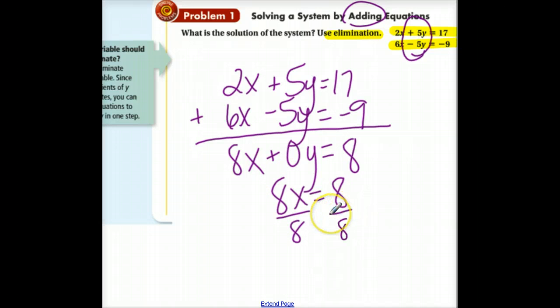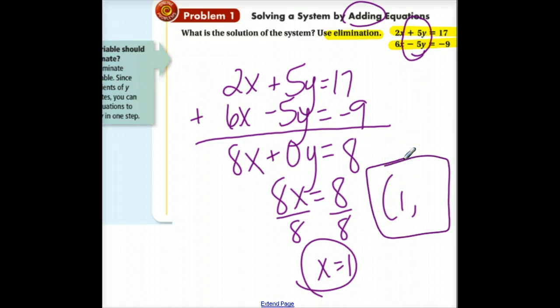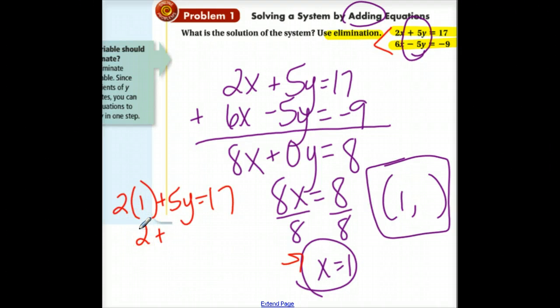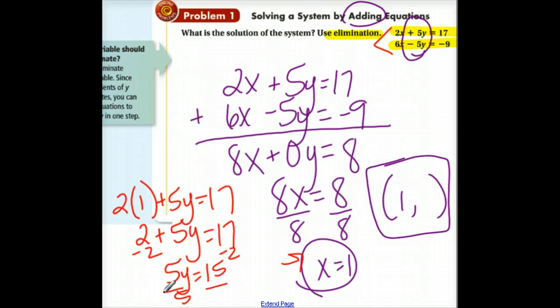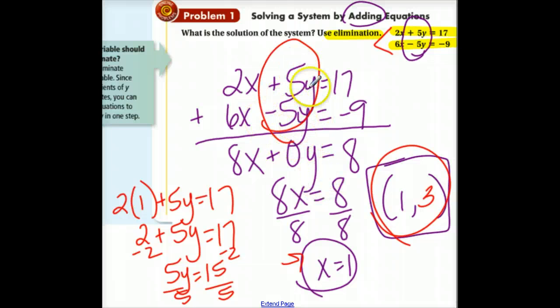All I do is divide by 8 to both sides, and I get x equals 1. I have just found the x value of our solution to this system. I just need the y. So take the x value just like you do in substitution, plug it into either equation. I'll take the first one. 2, instead of x, I'm writing our value of 1 plus 5y equals 17. 2 plus 5y equals 17. Subtract 2 from both sides. 5y equals 15. And when I divide by 5, I get y equals 3. There's our solution. So I added the equations together to eliminate the opposite coefficients of y.